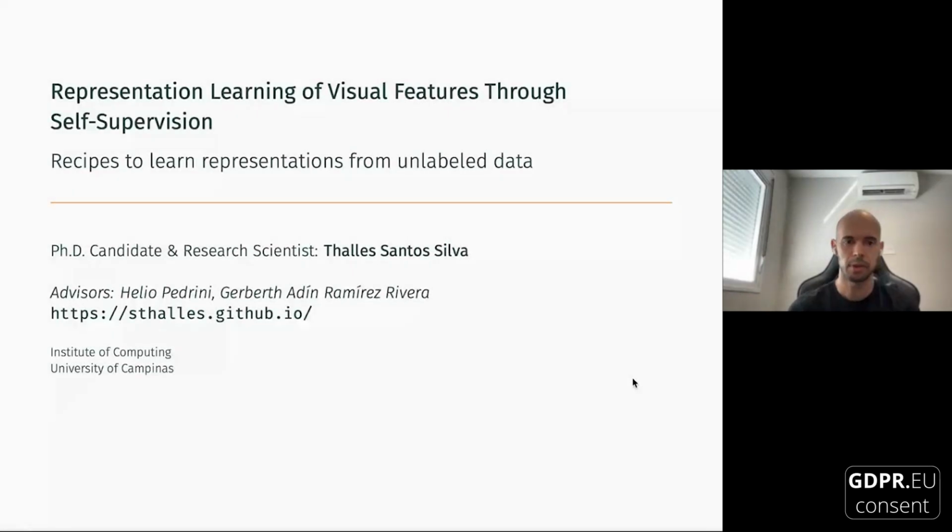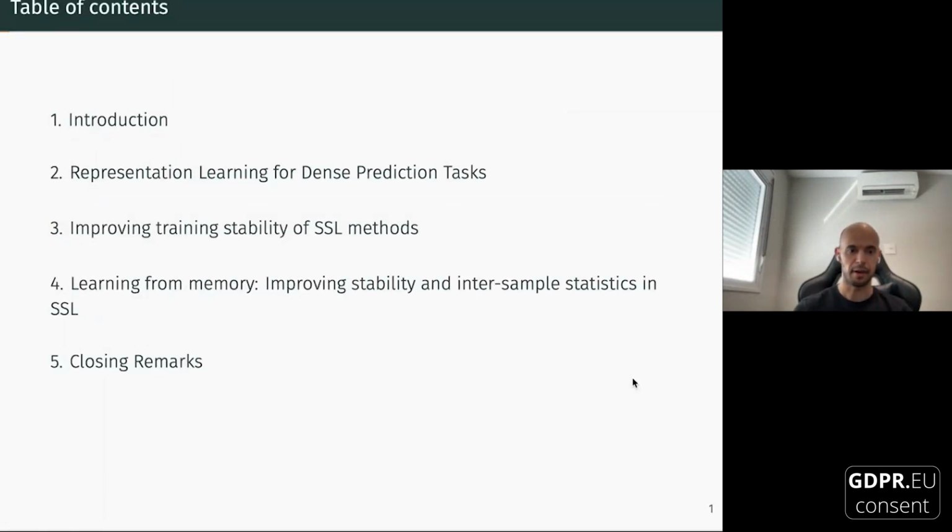I'm going to talk about representation learning, more specifically self-supervised learning, which is my area of research. I'm a PhD candidate here at the University of Campinas, advised by Professor Zelio and Adine Ramirez, that you might know. Yes, let's start off.